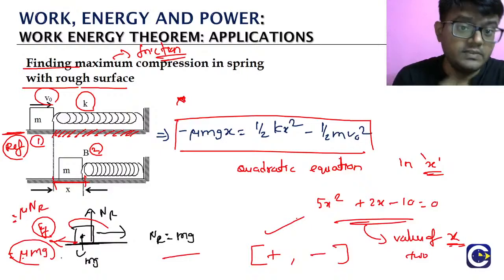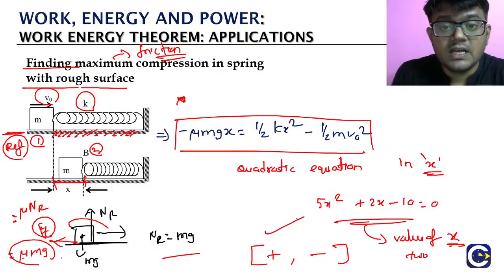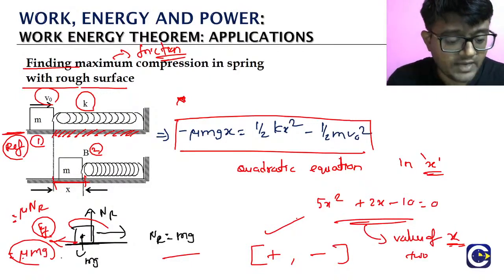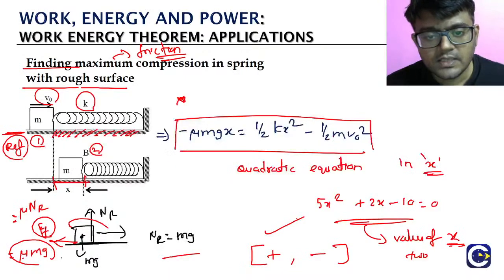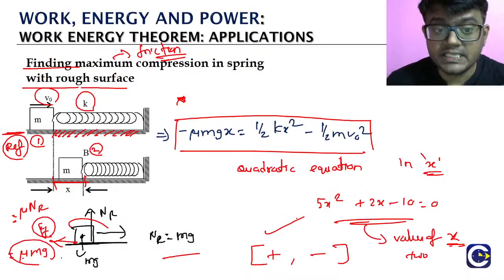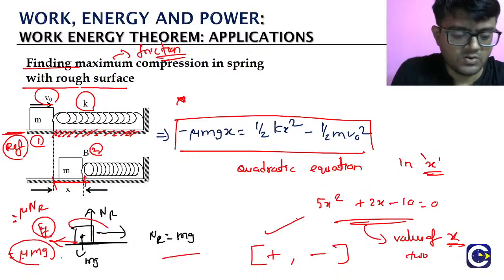Not only here, we will see in other problems also, wherever friction comes in spring problems, we will get quadratic equations. So we solve the quadratic equation and find the answer from it. Okay va, so this is about the maximum compression in the spring on a horizontal surface with roughness.